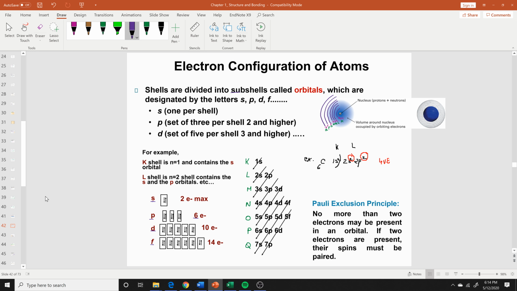Now the way to draw the electronic configuration is a simple way. You need to know this trend. So you start with 1s, 2s, 2p, 3s. The n equal to 3, the M shell, has s, p, and d orbitals. The N shell, which is n equal to 4, has s, p, d, and f. So the N and O shells both have s, p, d, and f. These are the only two shells that have all the orbitals, the s, p, d, and f. And then you start decreasing one shell at a time. The P shell has only s, p, d, and the Q shell has s, p.